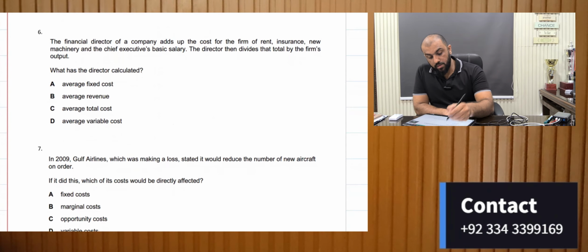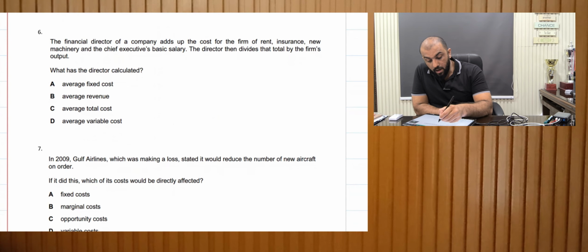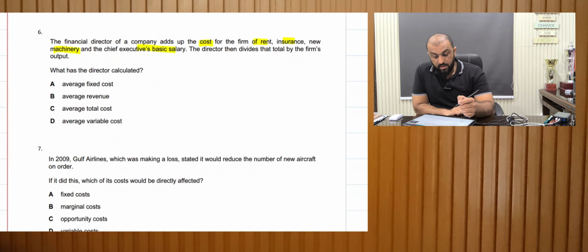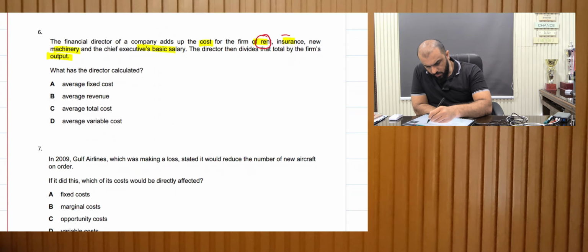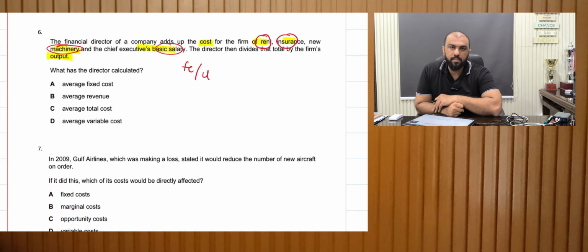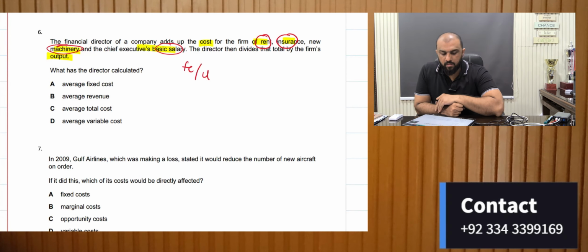The sixth MCQ: the financial director of a company adds up the costs of the firm: rent, insurance, new machinery, and chief executive's basic salary. The director then divides that total by the firm's output. So rent is a fixed cost, insurance is a fixed cost, new machinery is a fixed cost, salary is a fixed cost. If I divide my fixed cost by the units, I would get what? That's right, average fixed cost.